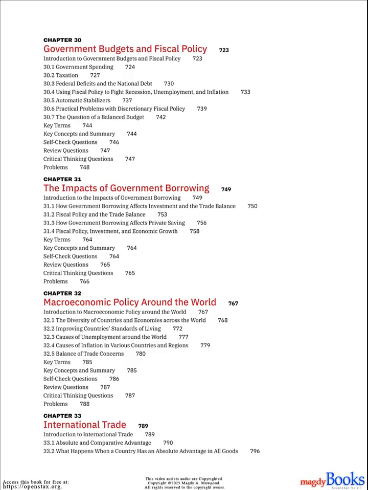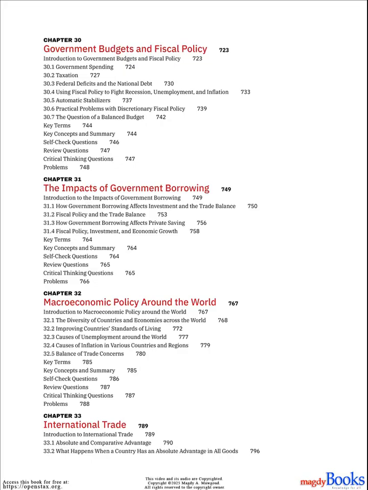Chapter 30, Government budgets and fiscal policy. Introduction to government budgets and fiscal policy. 30.1, Government spending. 30.2, Taxation. 30.3, Federal deficits and the national debt. 30.4, Using fiscal policy to fight recession, unemployment, and inflation. 30.5, Automatic stabilizers. 30.6, Practical problems with discretionary fiscal policy. 30.7, The question of a balanced budget. Key terms, key concepts and summary. Self-check questions, review questions, critical thinking questions, problems.